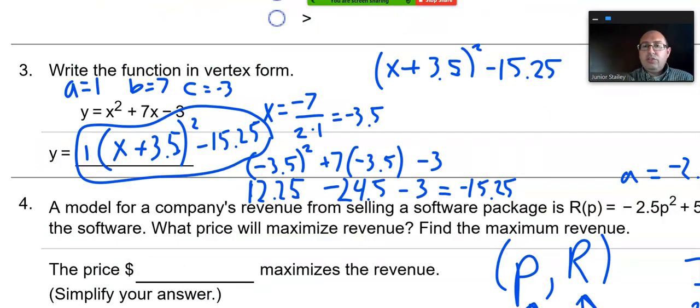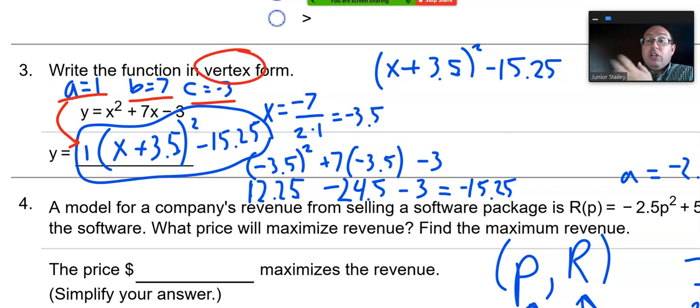Okay, so on question 3, we see that we have an a value of 1, a b value of 7, a c value of -3. And they're asking us to write this in vertex form. A big clue to you is that the a value does not change. We already know that the a value is a 1. That's not what we really need to figure out here. What we really need to figure out is what the heck's h and k? The vertex. We need to know what that vertex is so that we can write it in the correct form.